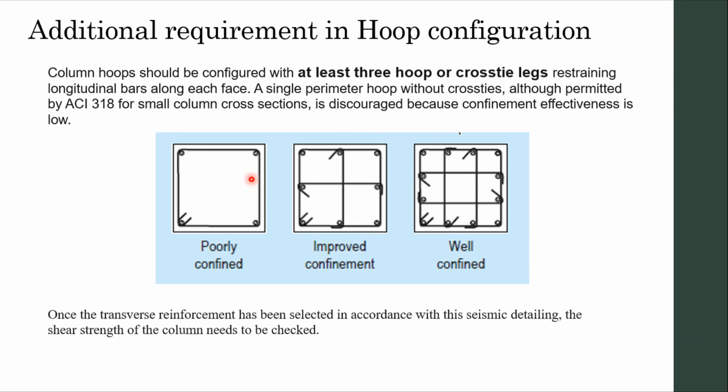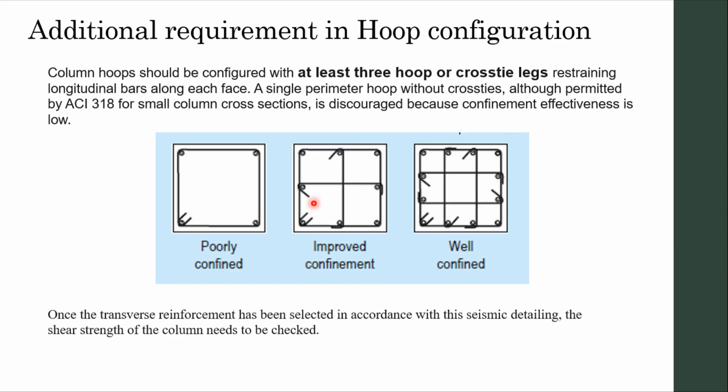So, now, once the transverse reinforcement has been selected in accordance with the seismic detailing, the shear strength of the column needs to be checked. Di ba napansin nyo, mayroon na lahat as required for shear. So, another case yun yung mga may Vn equals Vs plus Vc, di ba? May ganon. So, another topic yon for column reinforcement.